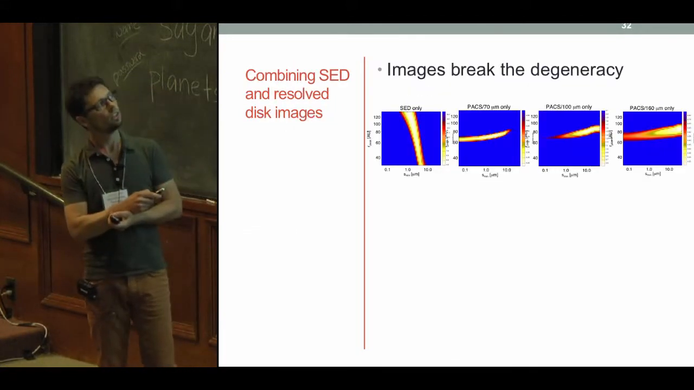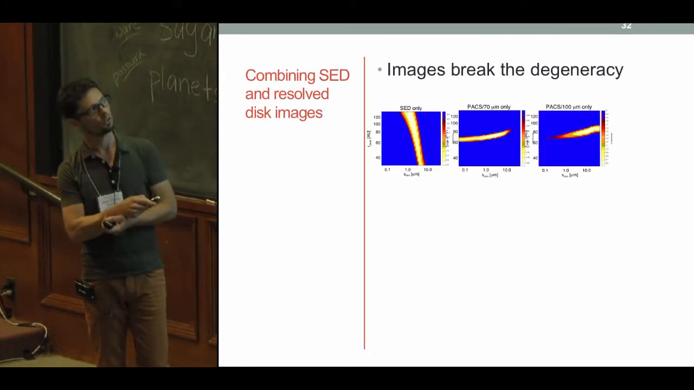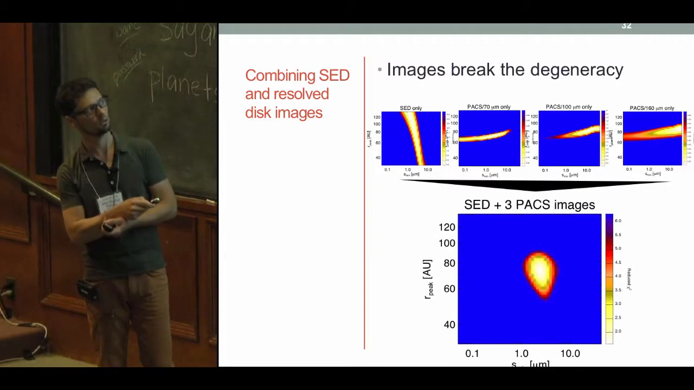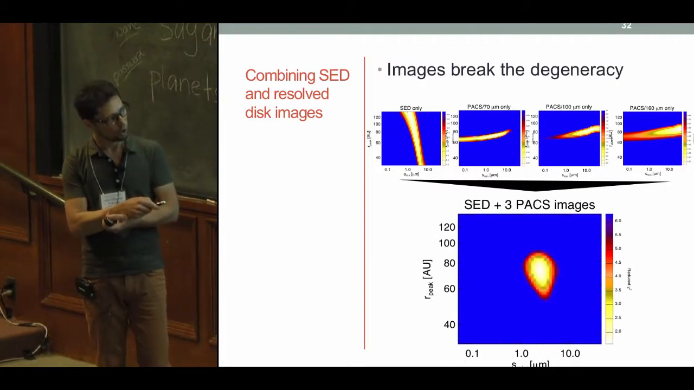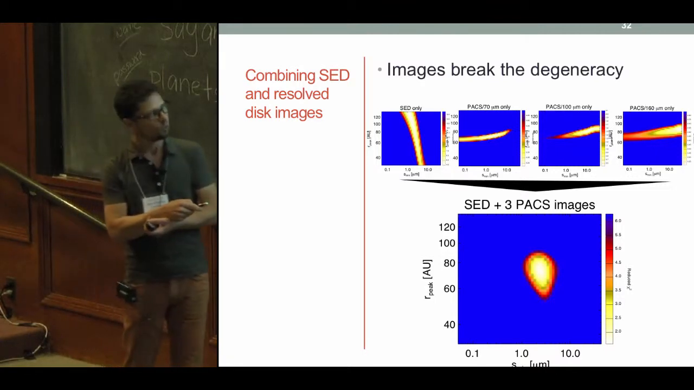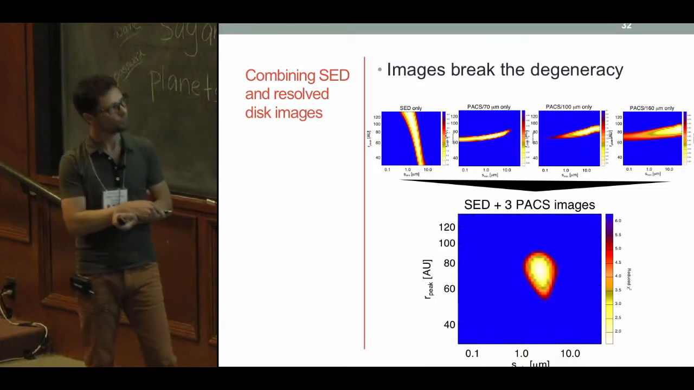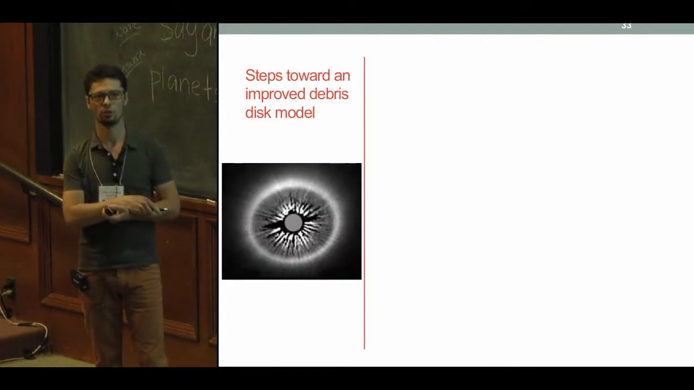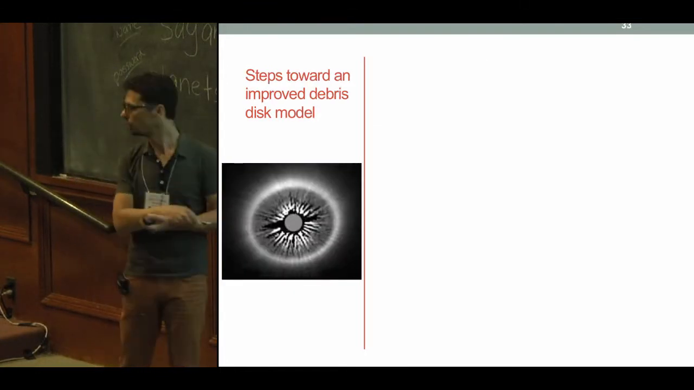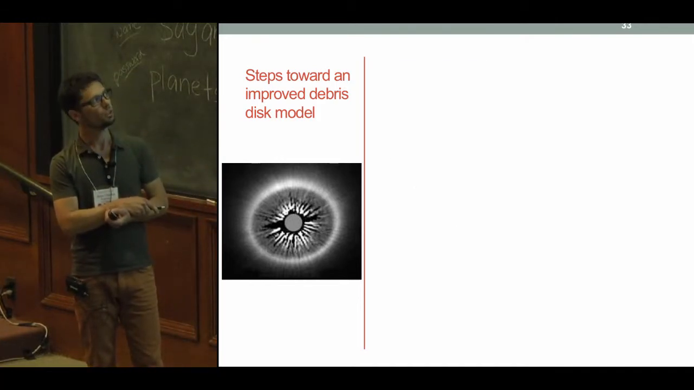The SED, and the PACS image here at 70 microns that I showed before. There were some other images at 100 micron and 160. And if you combine everything, then you get a location here, which tells you that your grains are located at this particular distance R and have this particular minimum grain size. This is how it works, and why you can use images to break the degeneracy in your modeling approach of the disks. So let's now improve the model a little bit.